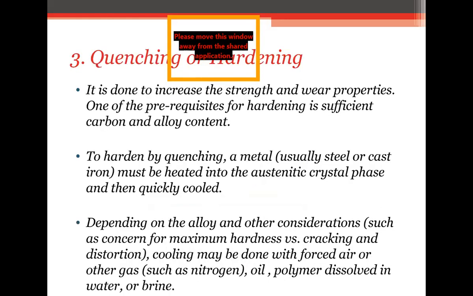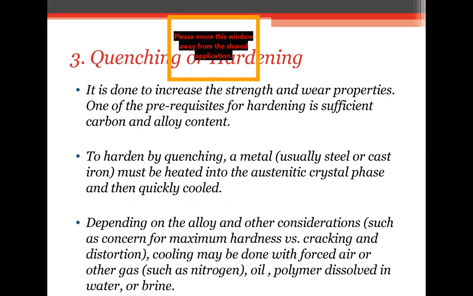Third one is quenching or hardening process. It is done to increase the strength and wear property. One of the prerequisites for hardening is sufficient carbon and alloy content. Second point, to harden by quenching a metal, usually steel or cast iron, it must be heated into the austenitic crystal phase and then quickly cooled.